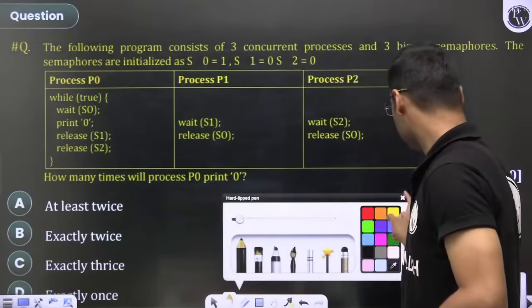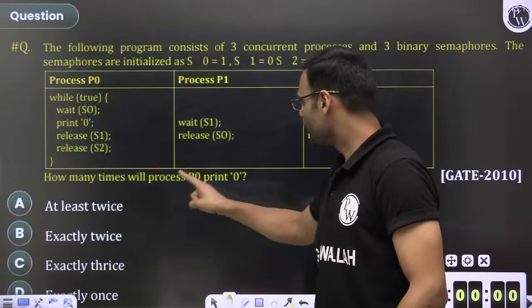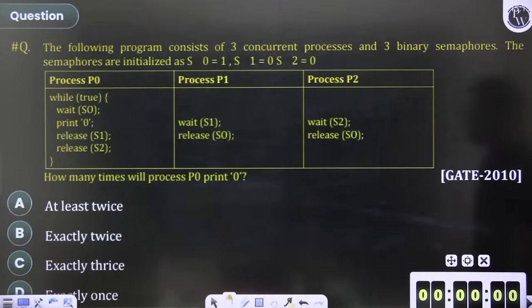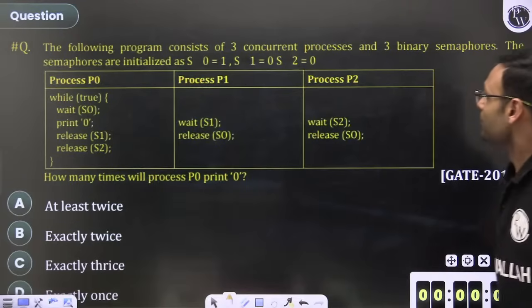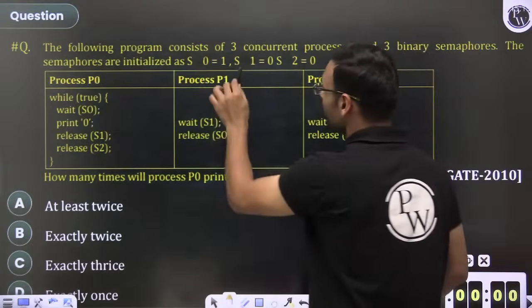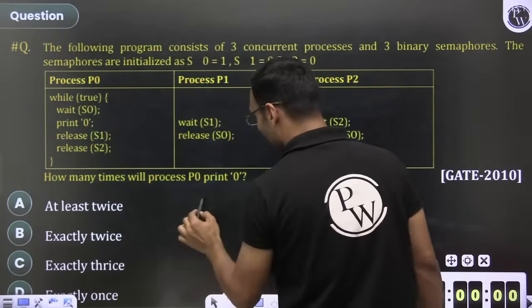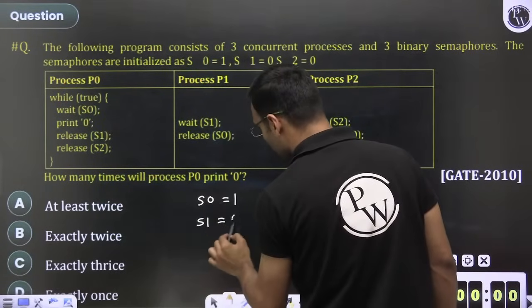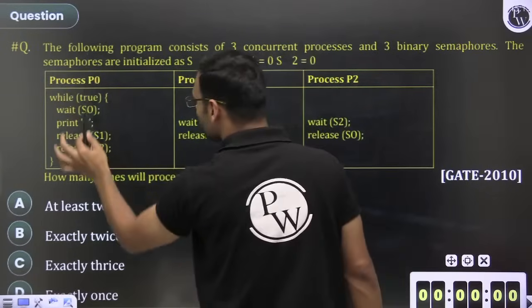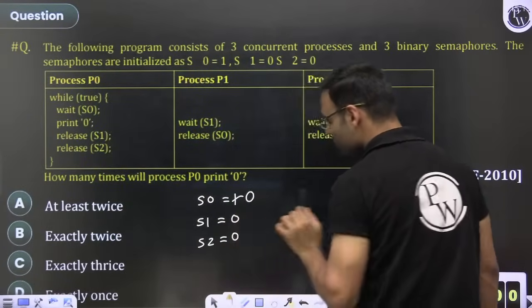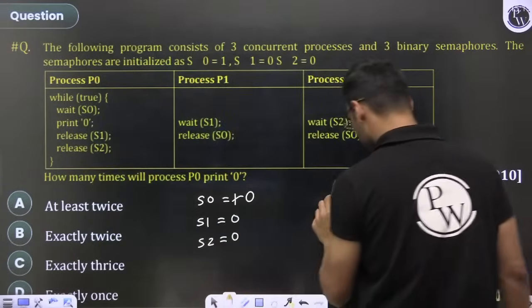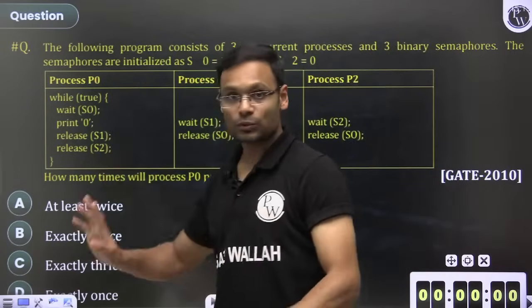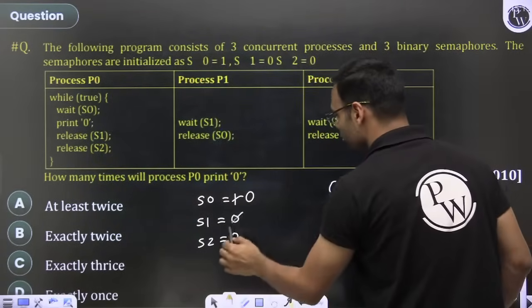Now, how many times will process P0 print 0? At least twice, 2 times, exactly twice, exactly thrice, or exactly once? See, a very simple thing: if I run P0 first, S0 is 1, S1 is 0, S2 is 0. If P0 runs, wait S0 is successful, print 0, done, release S1 and S2. S1 and S2 release means signal 1 and 1.